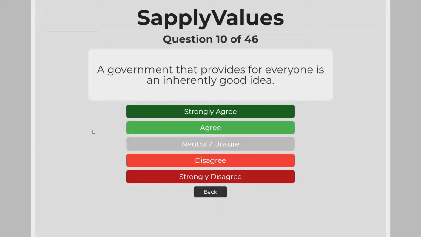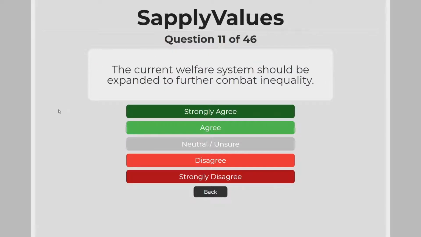A government that provides for everyone is an inherently good idea. I mean, just looking at it from an idea standpoint, yes, it's a good idea. I don't think you can disagree with that. And just because it's an idea, I'll put strongly agree. This sounds good fundamentally. I'll just strongly agree. The current welfare system should be expanded to further combat inequality.